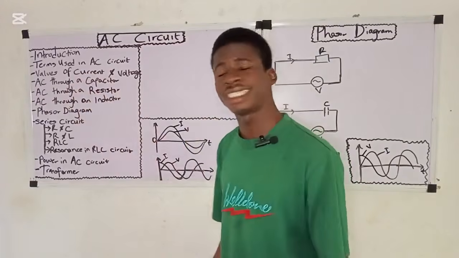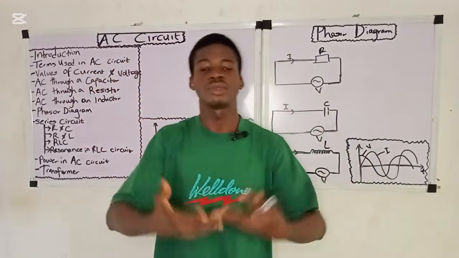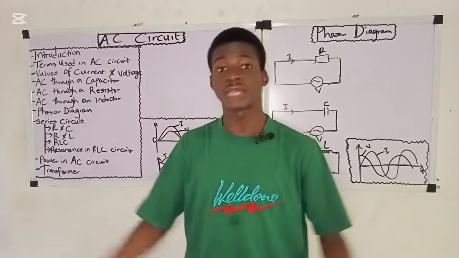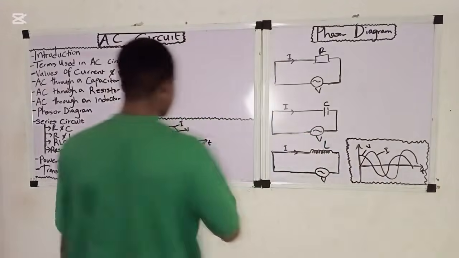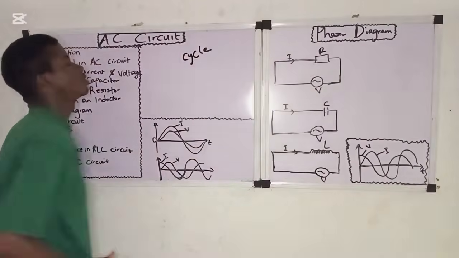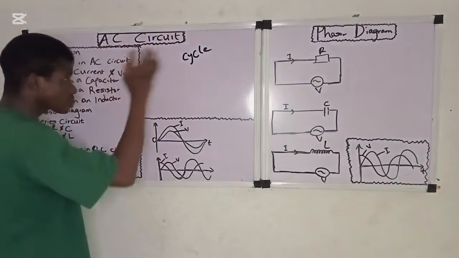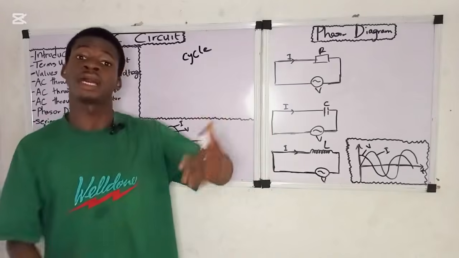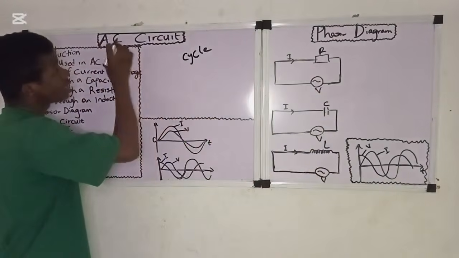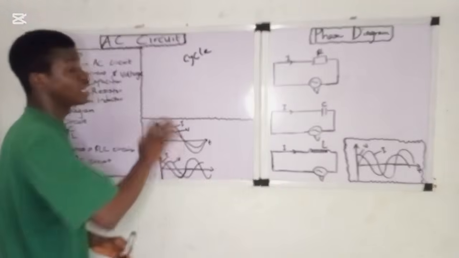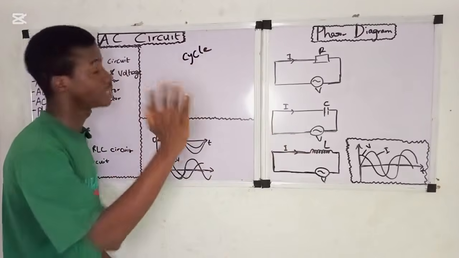Okay, now let's move to the next part, which is the terms used in AC circuit. What are the terms you are likely to see in AC circuit? The very first term is cycle. From the word cycle, that is 360, right? A cycle is made up of a positive half and a negative half. I will explain. In an AC circuit, the current and the voltage are changing with time.